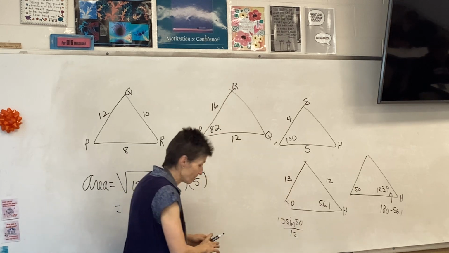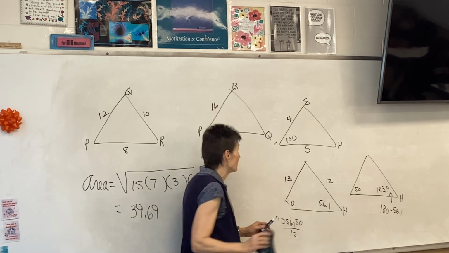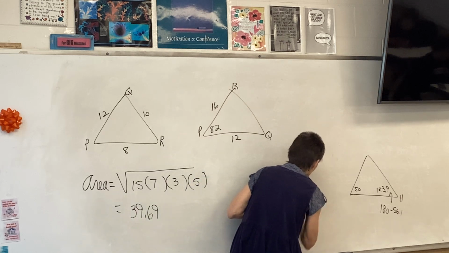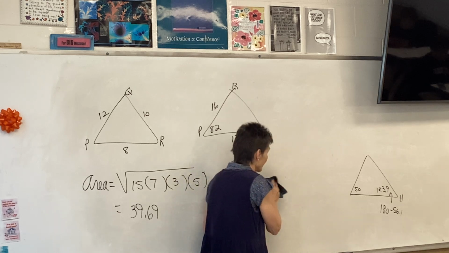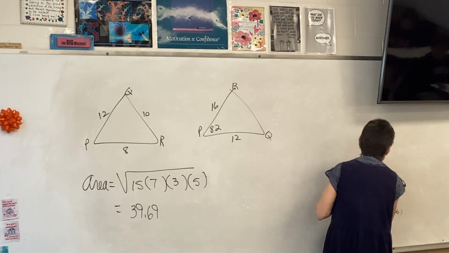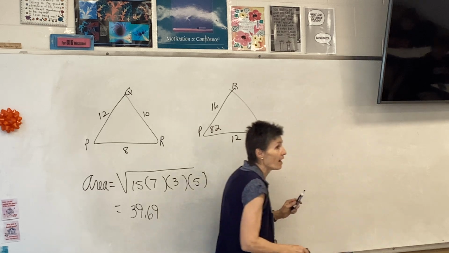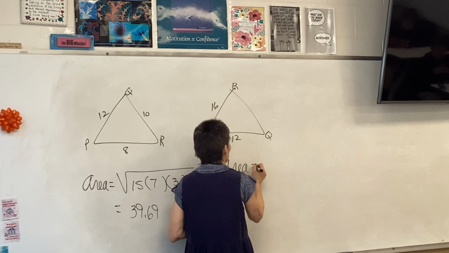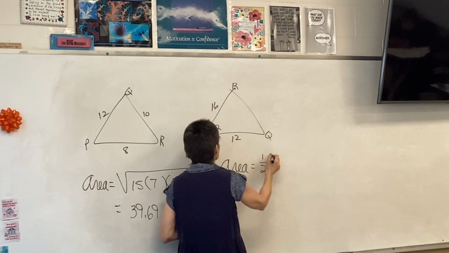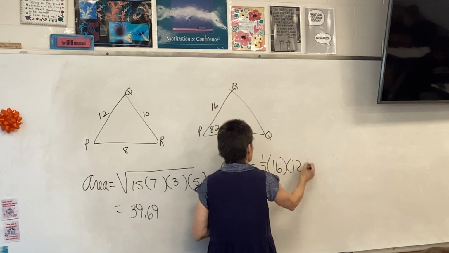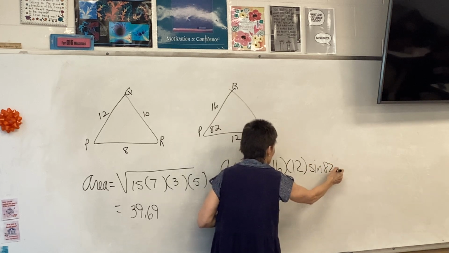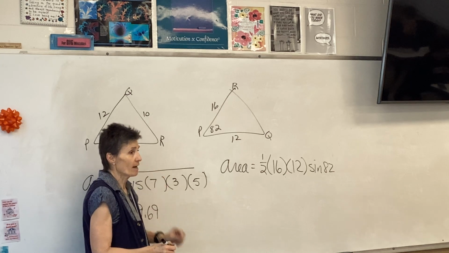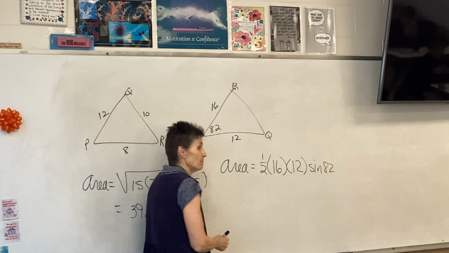Alright, now we're finding the area of this triangle. Notice, I don't have all three sides, so I'm not going to do Heron's formula. I'm going to do the regular one. But I do have two sides and the included angle. So area will be 1/2, don't forget the 1/2, 16, 12, sine 82. 1/2, side, side, sine. And we just type it in.